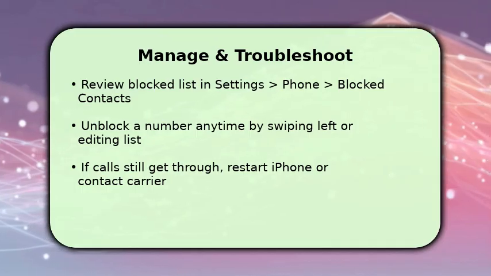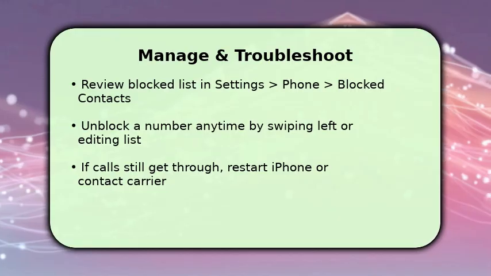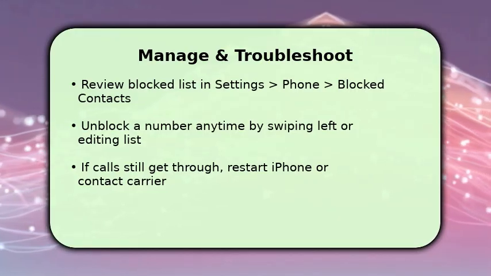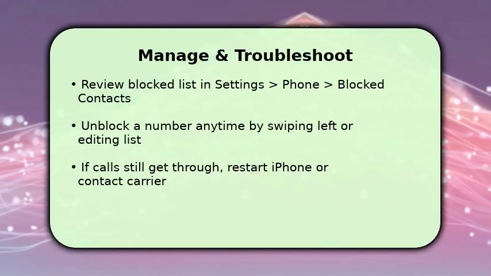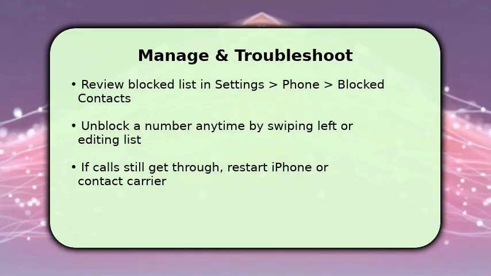If a blocked caller still reaches you, restart your iPhone and recheck the list. Make sure the number is exactly the same format. If problems persist, contact your carrier because network call handling can override device-level blocking.